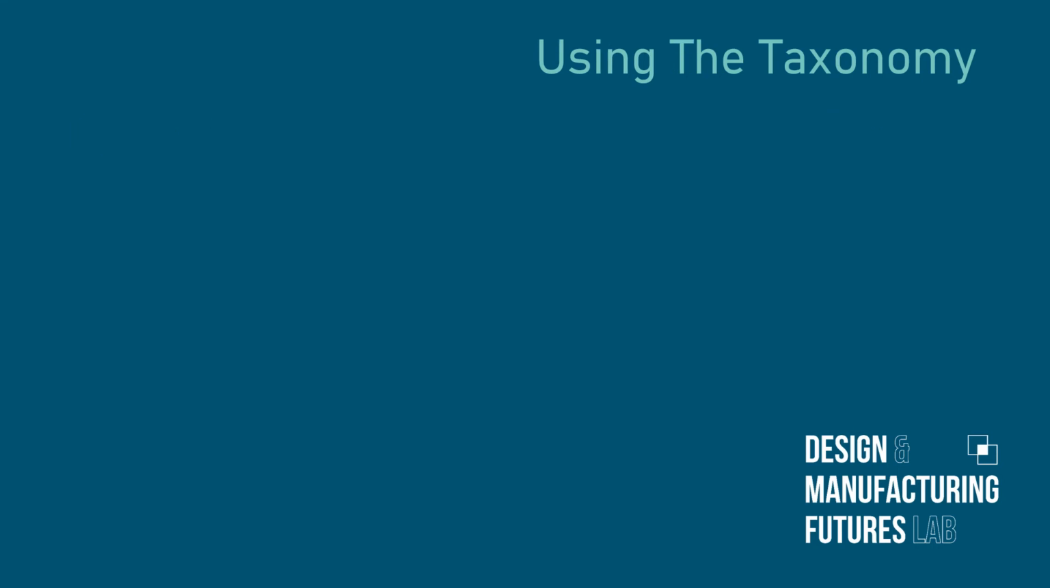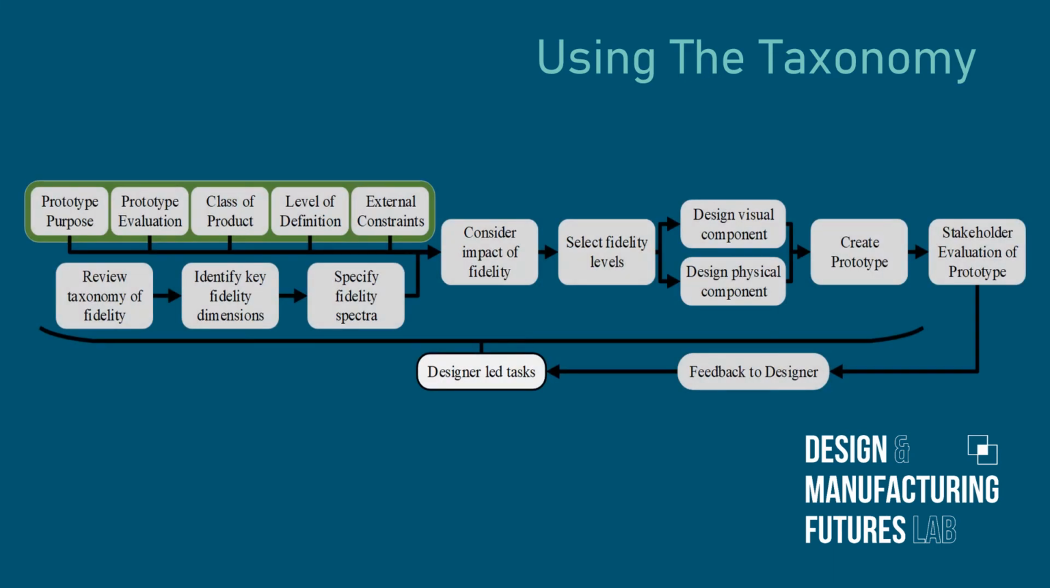So instead, a case-by-case process is proposed so that designers can identify what dimensions of fidelity are the most important for their specific prototype, and what levels of fidelity are required. This process starts by reviewing the Taxonomy of Fidelity and identifying the key dimensions based on the prototype characteristics. Based on this, the required fidelity levels can be chosen, the virtual and physical components of the prototype can be created, and the prototype can be evaluated according to its purpose.